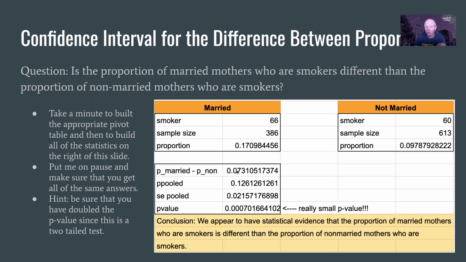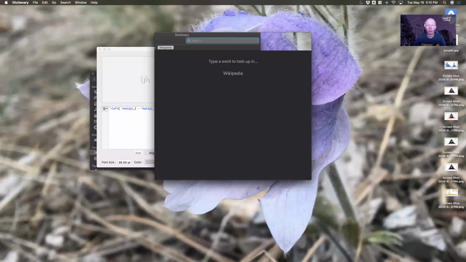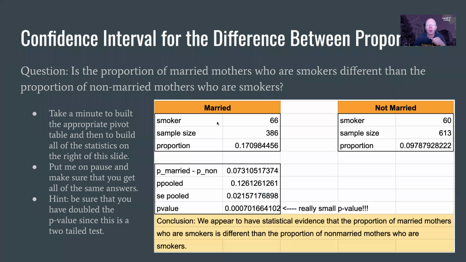I have all the answers here, but this is literally just a picture. I'm not going to click on it and show you how I got any of these. So you need to go build the hypothesis test for this question, which means you need to build the appropriate pivot table. Then you need to get all of the proportions, the difference, the pooled proportion, the standard error, the p-value, and then verify that my conclusion makes sense to you.